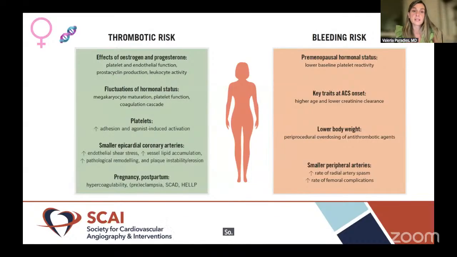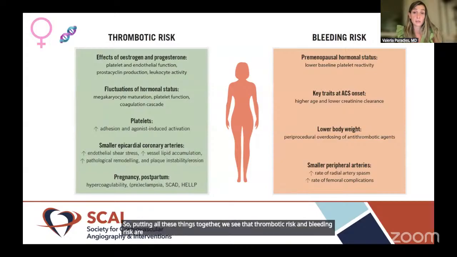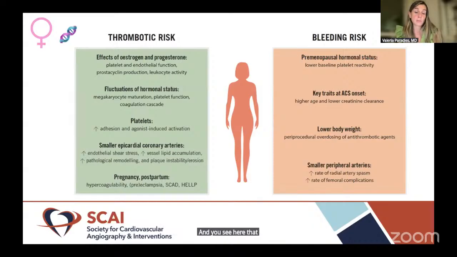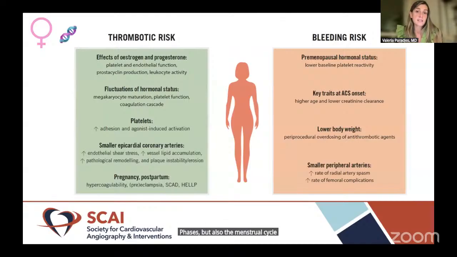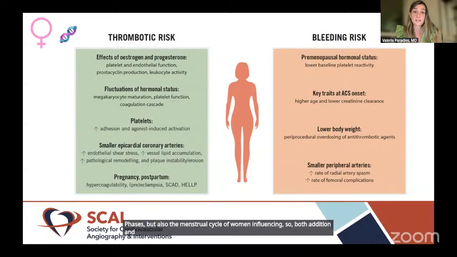So putting all these things together, we see that thrombotic risk and bleeding risk are influenced by not only biological, but also anatomical differences. And you see here that the whole spectrum of hormones influence the pre- and postmenopausal phases, but also the menstrual cycle of women, influencing both adhesion and activation of platelets, the coagulation cascade, and all the factors which indeed may increase the thrombotic risk.